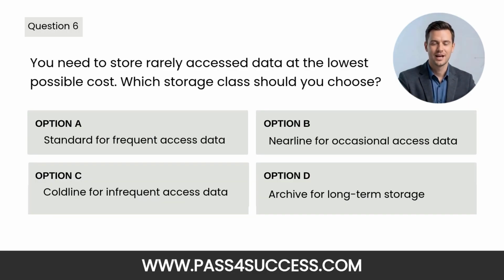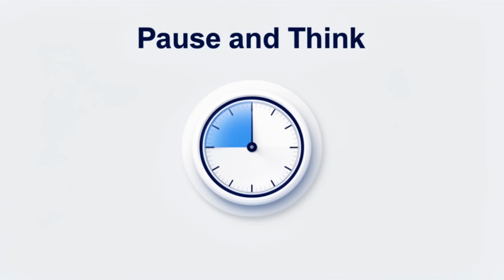Question 6. You need to store rarely accessed data at the lowest possible cost. Which storage class should you choose? A. Standard for frequent access data. B. Nearline for occasional access data. C. Coldline for infrequent access data. D. Archive for long-term storage. Pause for 5 seconds. Think about it.